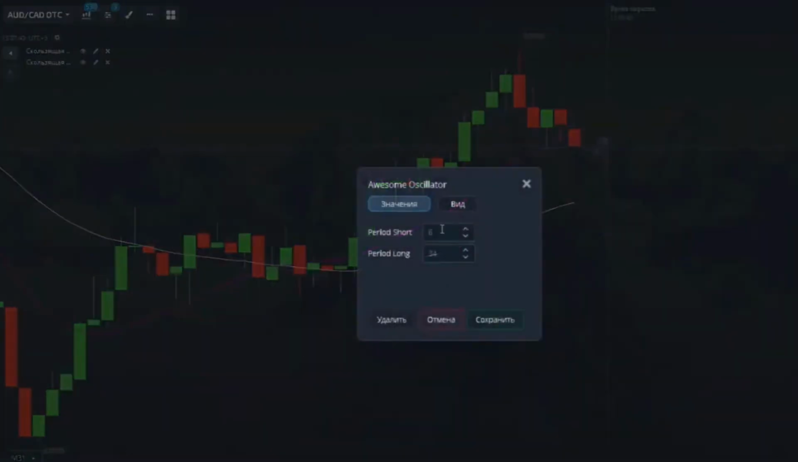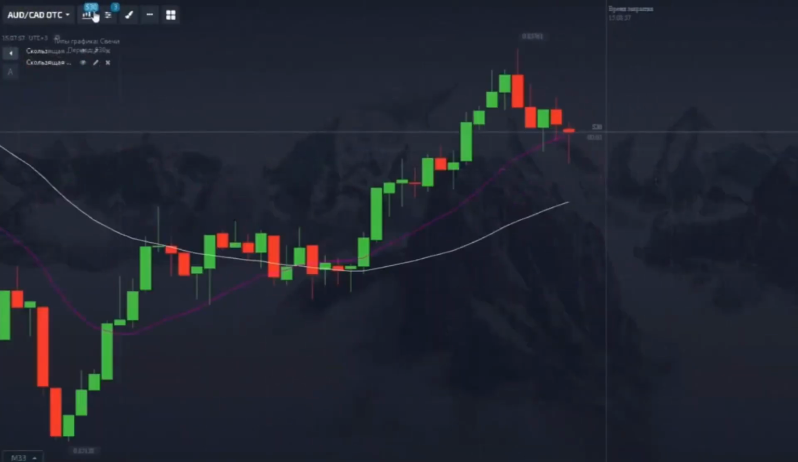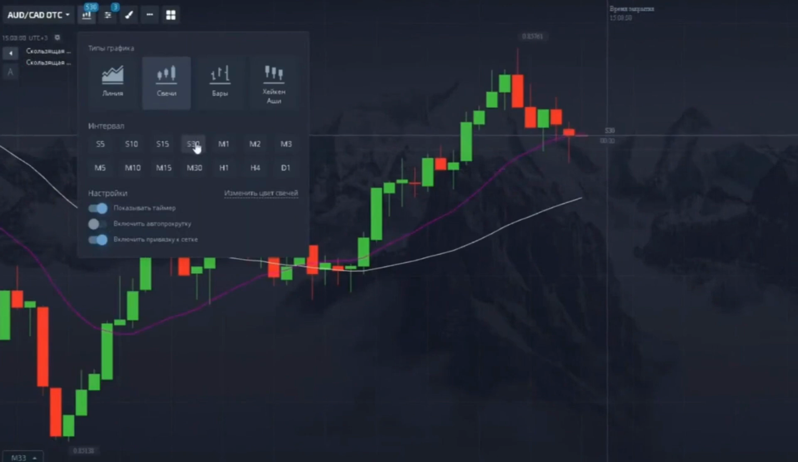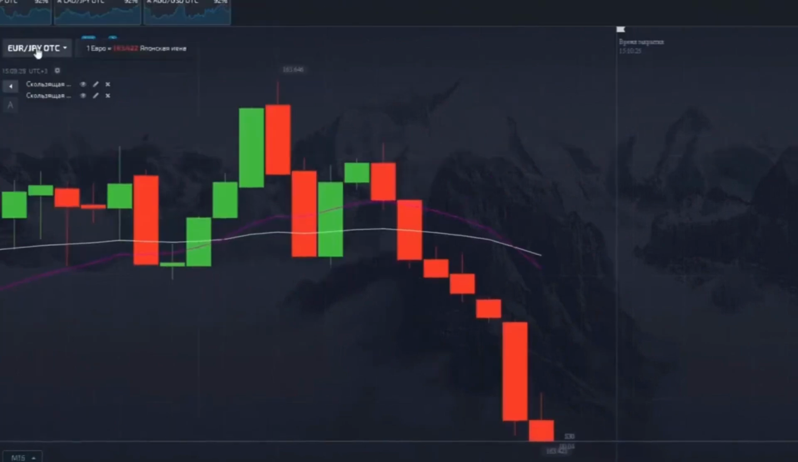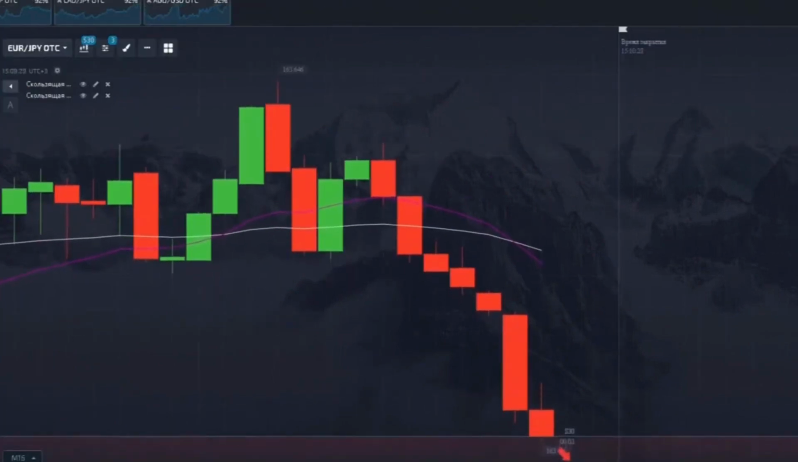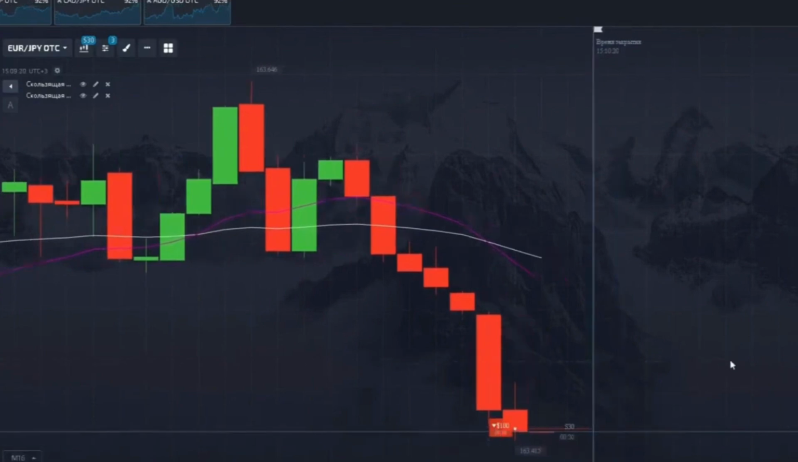Now let's move on to the oscillator settings. Here I set the view to standard. Click Save. Also, an important part is the chart type, candlesticks, a 30-second interval, and a 1-minute trade duration. The currency pair is EURJPY. We open our trade for 1 minute downwards with an amount of $100.